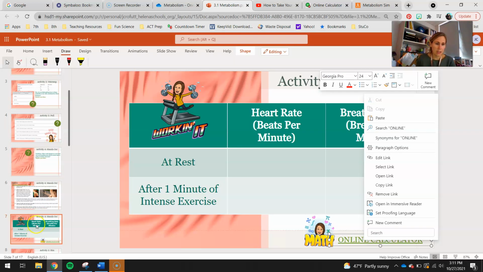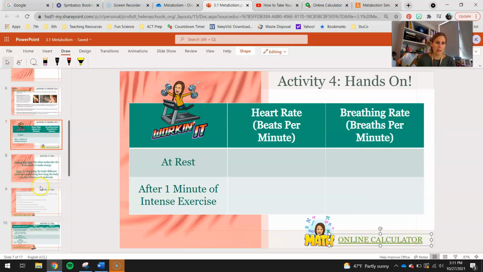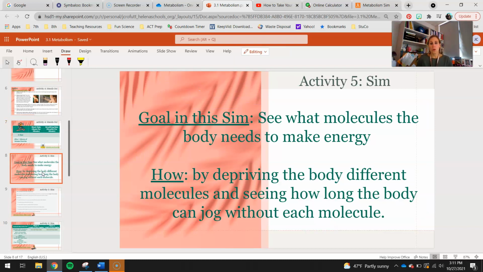Okay? And then we're going to go ahead and test some things out in the sim. So again, pause this if you need to complete the exercise portion of this, and then you can move on to the sim portion. Okay? So the whole goal in this simulation is to see what molecules the body needs to make energy. So that really goes back to that poll that we did in activity 3.